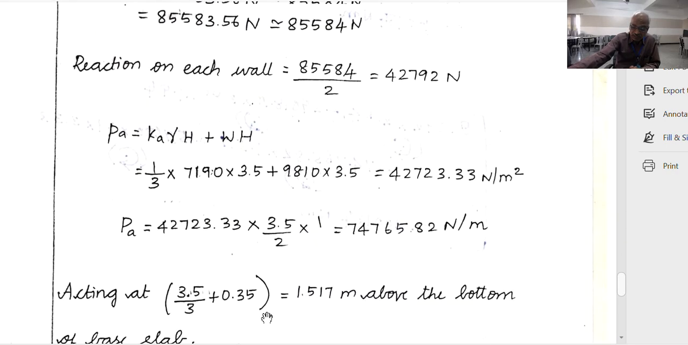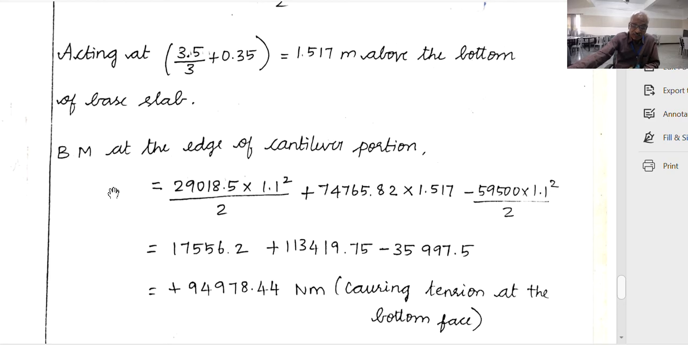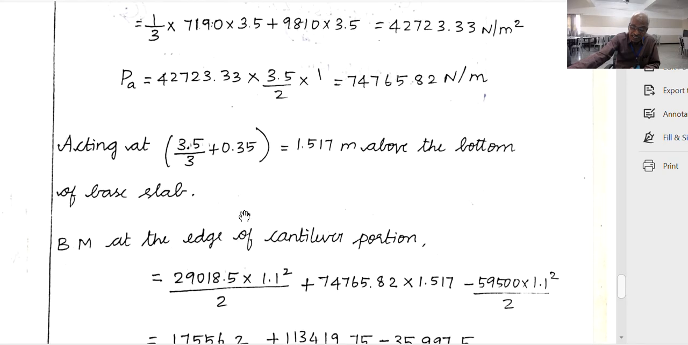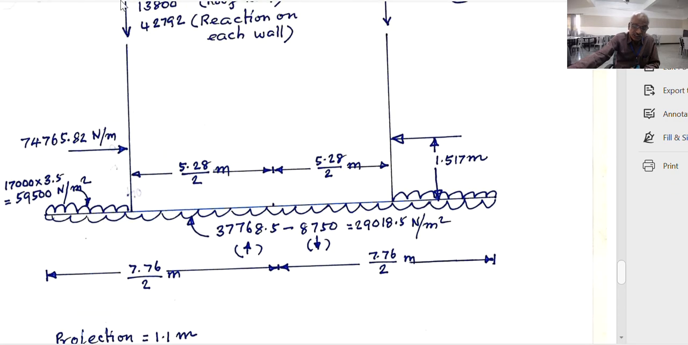So these calculations can be understood. I'll show the bending moment for the cantilevering portion. For the cantilevering portion, namely the downward force, upward force, everything is there. As far as the bending moment for the cantilever portion is concerned, this vertical force will not cause any bending moment. So this will cause one bending moment. The upward force will cause one bending moment.